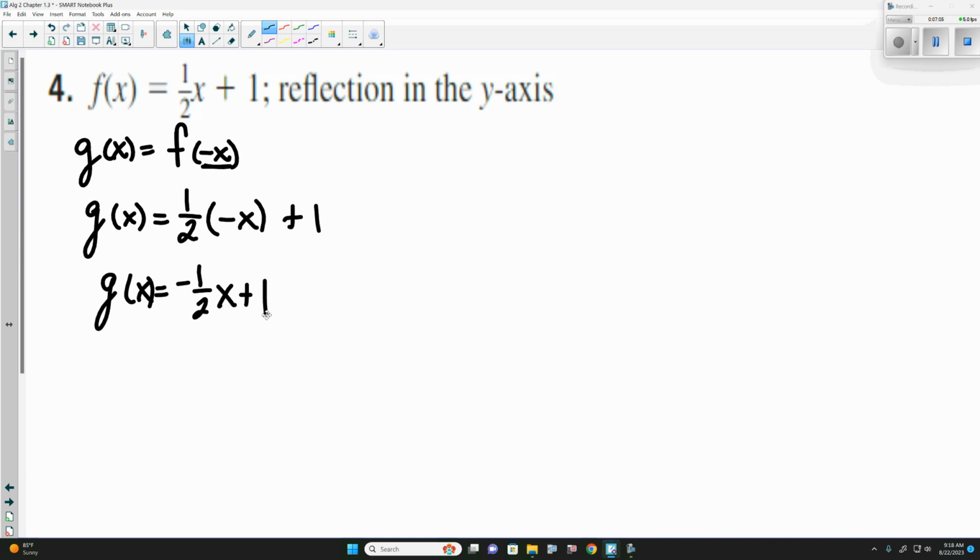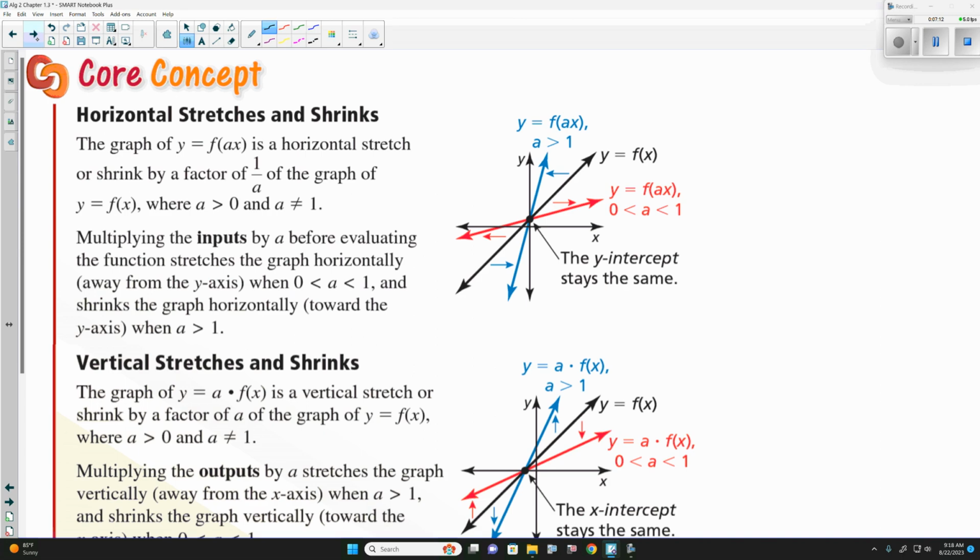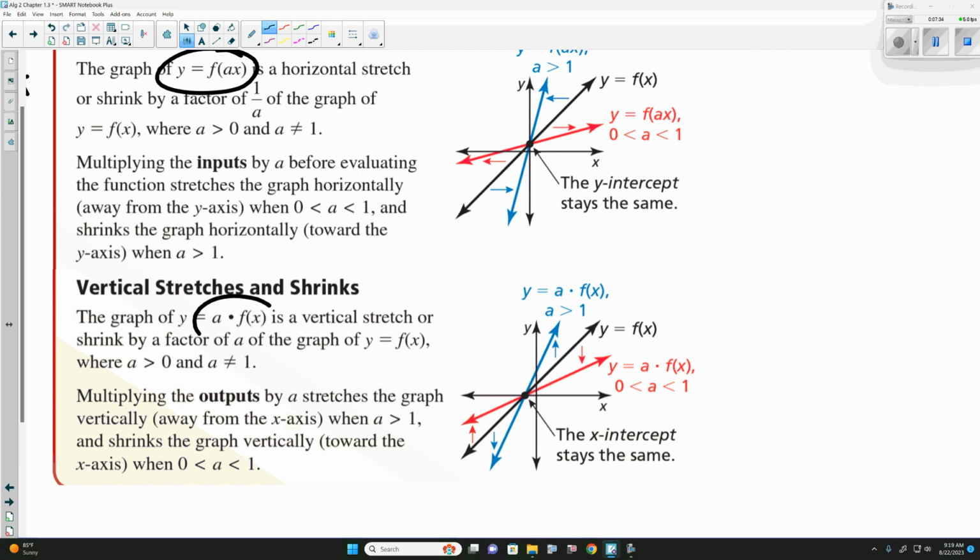Any questions on these here with reflections? The next thing we're looking at is vertical stretch and shrink. And this time, we actually also have horizontal stretch and shrink. Now again, just like with our previous types of transformations, we do have our setups with this here.